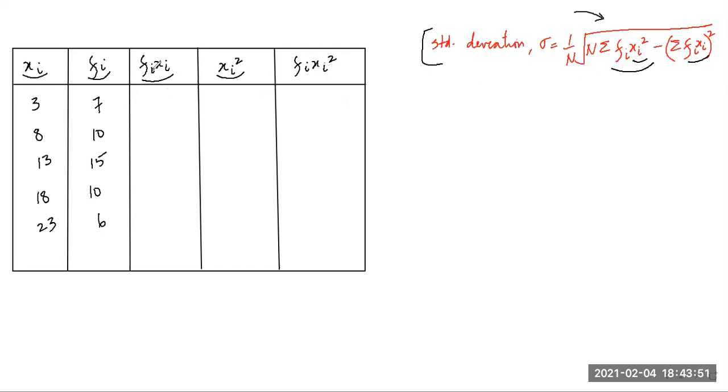So it's very simple. Fi xi is 7 3s are 21. Then 80. Then 195, 18 into 10, 180, and see student, 23 into 6, 138, right? Once you have done this, we also need summation fi xi. Find out summation fi xi. So students, you do this, this is 614.